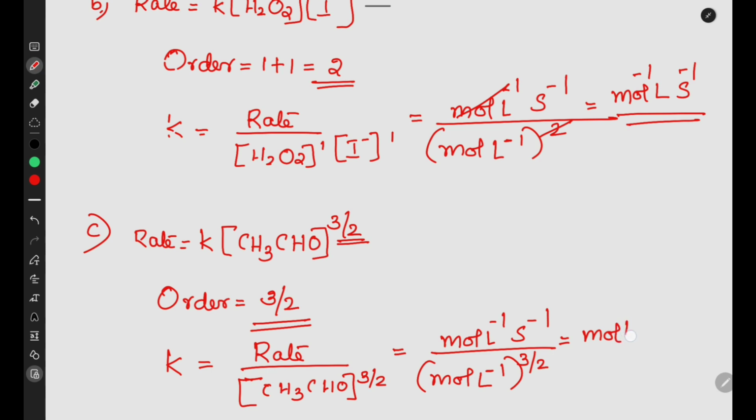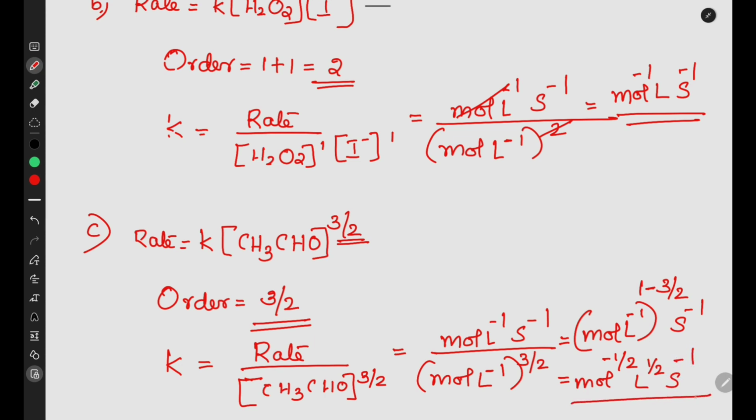So mole liter raised to minus 1 raised to 1 minus 3 by 2 second raised to minus 1. 1 minus 3 by 2 is minus 1 by 2. So we will get mole raised to minus 1 by 2. Liter raised to minus 1 into minus 1 by 2 will be plus 1 by 2, second raised to minus 1. So mole raised to minus 1 by 2, liter raised to 1 by 2 and second raised to minus 1.